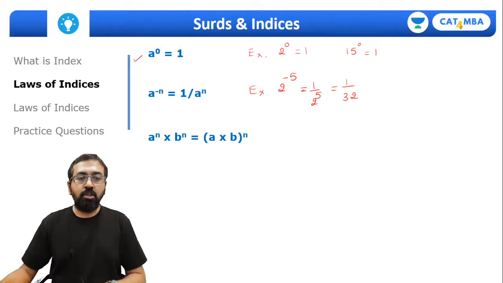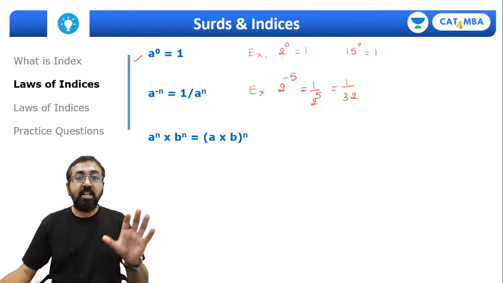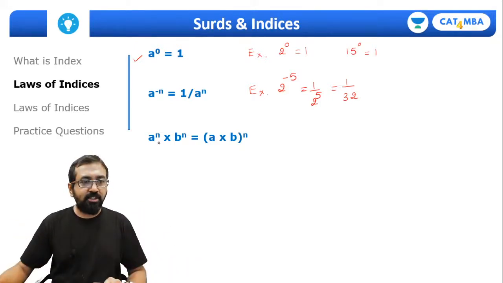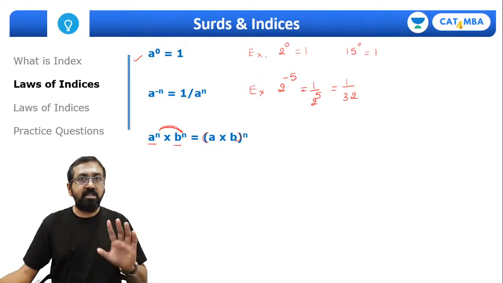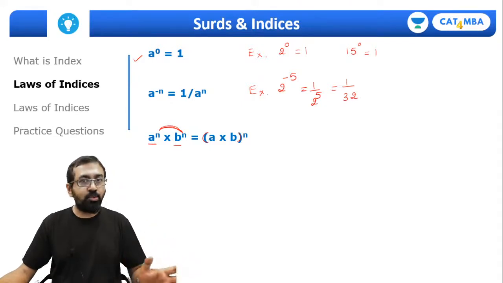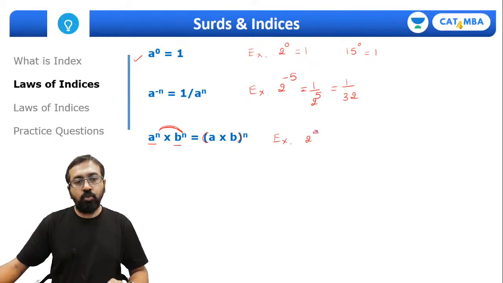Now this next rule is about similar powers when the numbers are in multiplication, even though the bases are different. For example, here the base is A and the other base is B, but the powers are equal, the powers are the same. In that case we can club these two numbers and write this common power. Please remember, this happens only in the case of multiplication. Had there been a plus sign, we can't write it this way. Just to give you an example, if I take 2 raised to 4 into 3 raised to 4, this can be written as 2 into 3, that is 6 raised to 4.